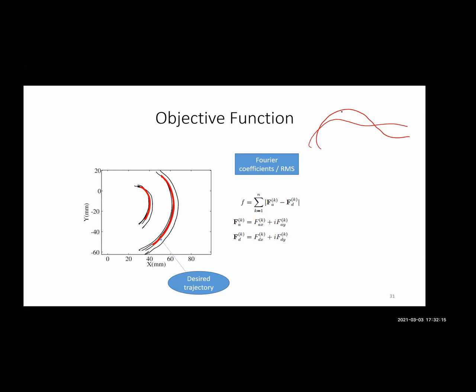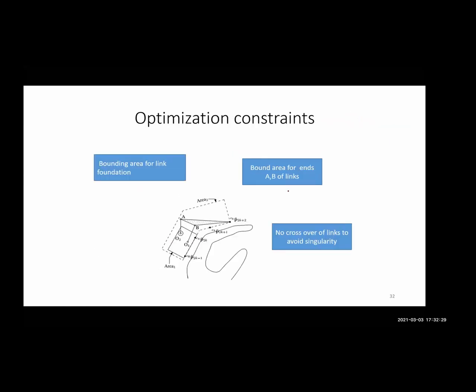One way is by looking at the Fourier coefficients of these two curves and trying to see which one is the closest, finding the difference. So we look at the Fourier coefficients and then at the errors between the two curves. That's our cost function or objective function. And we have some constraints. That means there is a bounding area, so this mechanism should not go outside that. Plus, 4-bar mechanisms have linkage defects, so they should not have crossovers, and they should not have singularities. That we check as constraints.